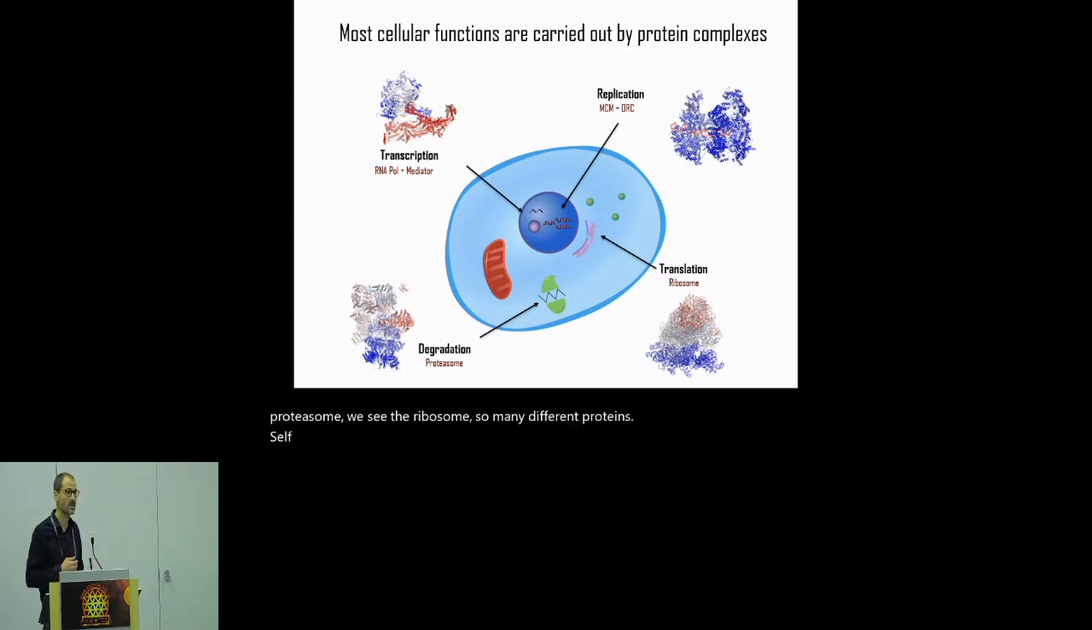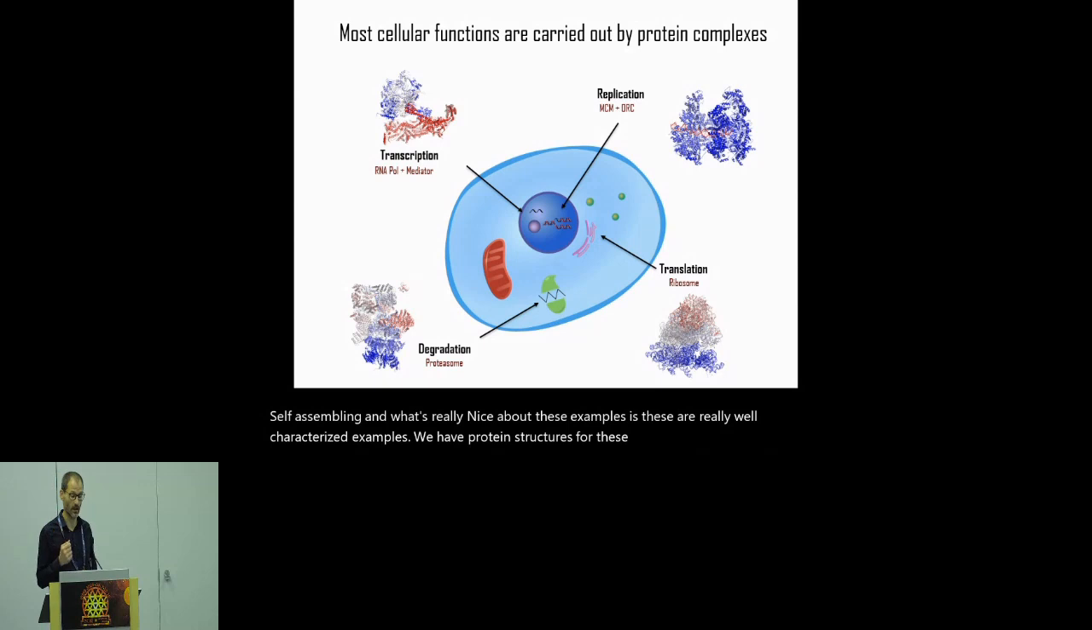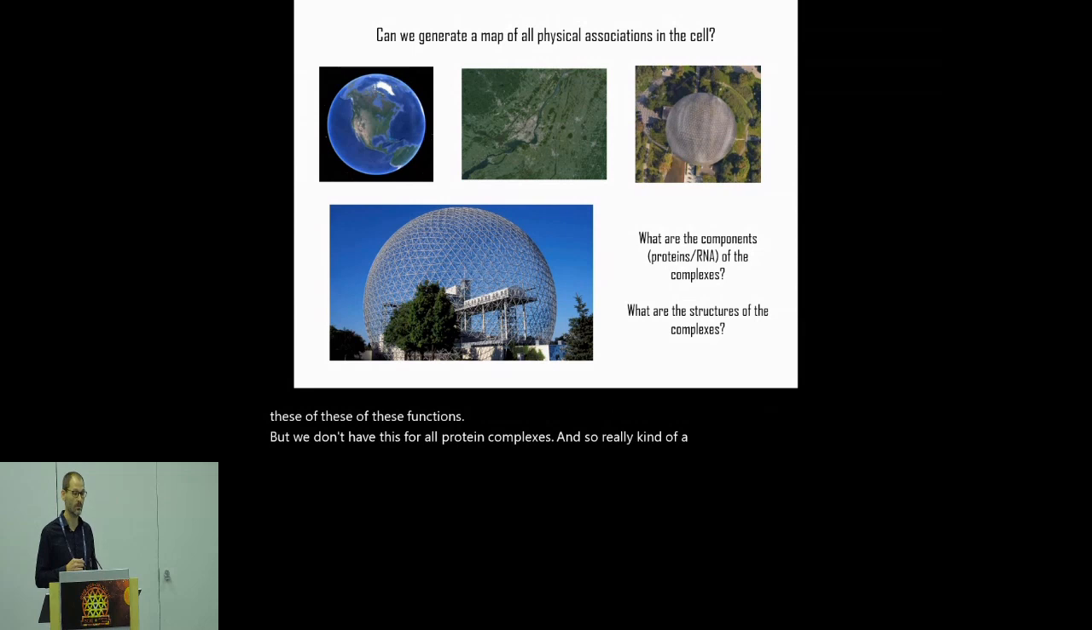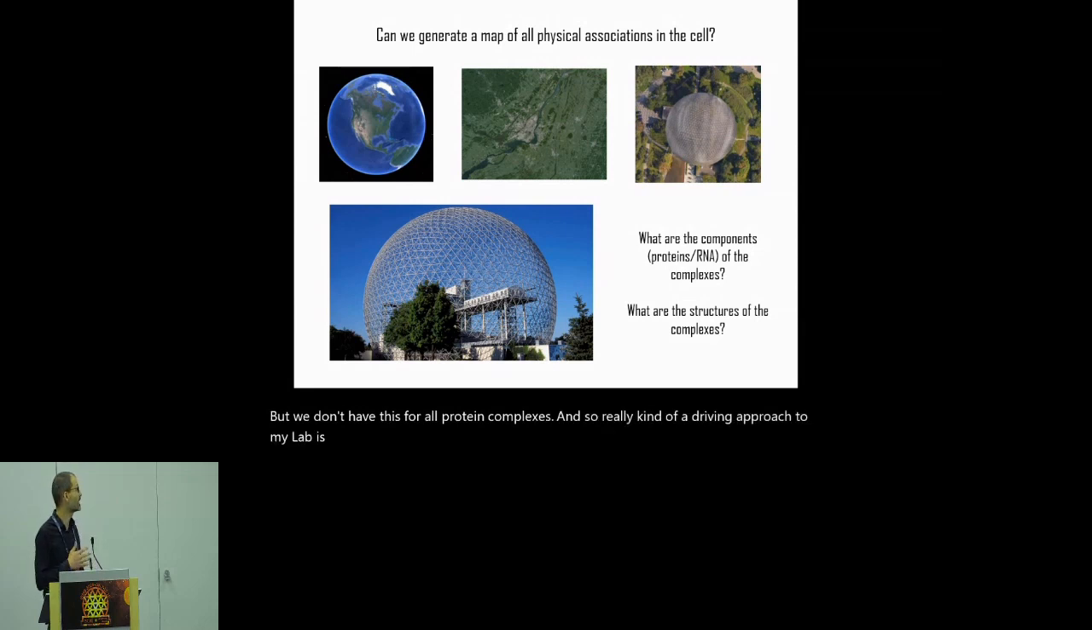What's really nice about these examples is that they are really well characterized. We have protein structures for these complexes, and since we have protein structures, we can really understand the molecular mechanisms of these functions. But we don't have this for all protein complexes. And so a driving approach in my lab is: can we generate a map of all physical associations in the cell?